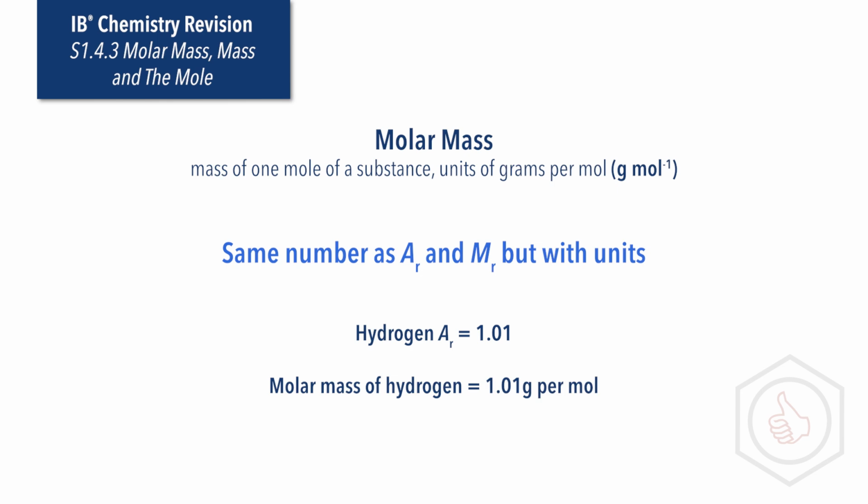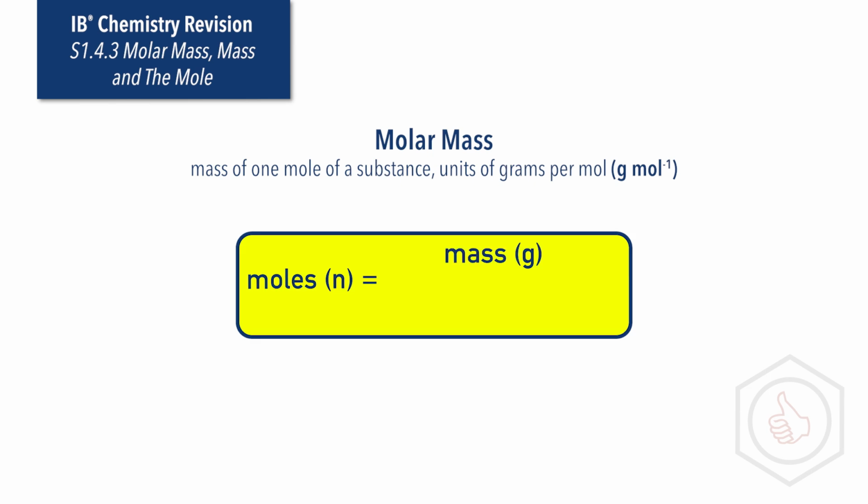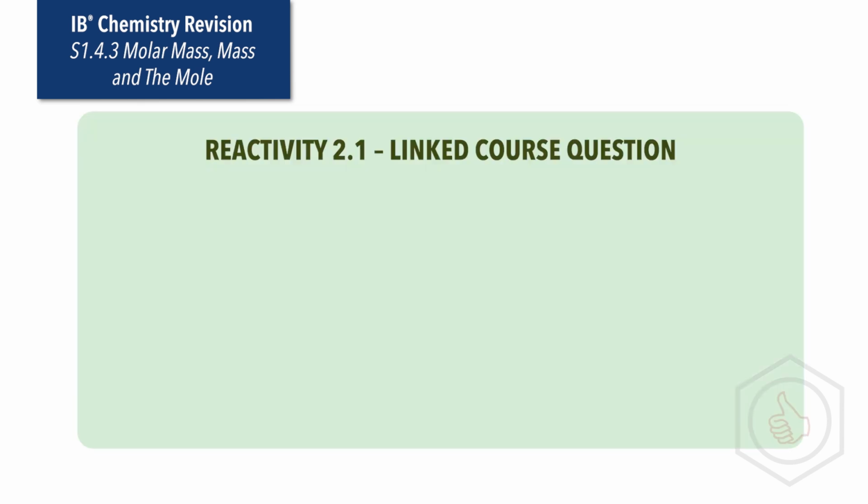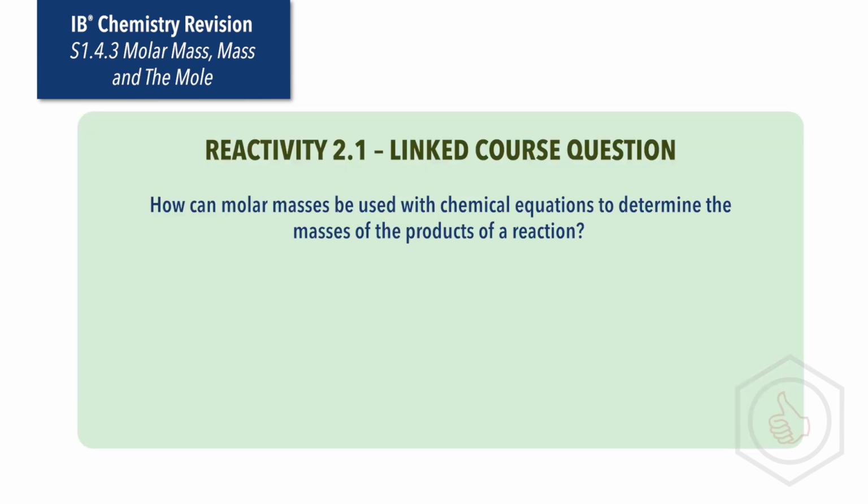Moles, mass and molar mass can all be linked by the equation moles equals mass divided by molar mass, with the units for mass being grams and the units for molar mass being grams per mole. And the number of particles, n, in a substance can be calculated by taking the moles of the substance times Avogadro's constant.